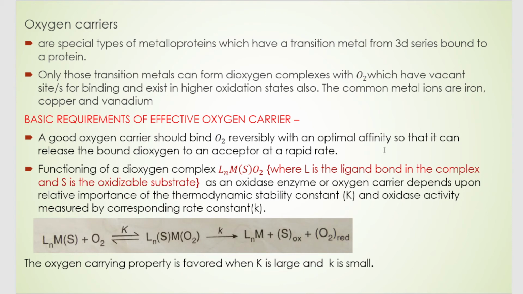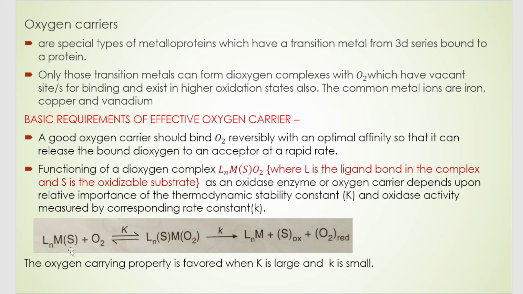The second thing is the functioning of a dioxygen complex. Now this is a dioxygen complex, LnMSO2. Here what is L, students? That is a ligand. You know that in any complex there are ligands. What are ligands? They donate electron pairs to the central metal atom. So L is a ligand, M is a metal. It may be iron, copper, or vanadium, any transition metal. S is the substrate, which is supposed to be oxidized by the oxygen.